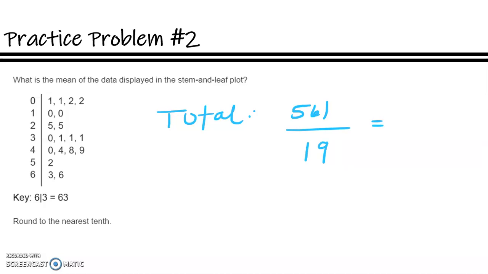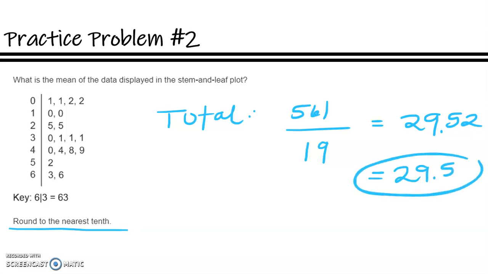And I get a mean of 29.52, but notice it says round to the nearest tenth, so my final answer is 29.5. This is the tenths place, and you always look back to see if it's less than 5, you leave it. If it's 5 or more, you raise this number up 1.